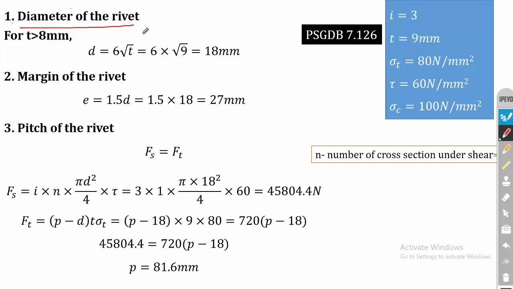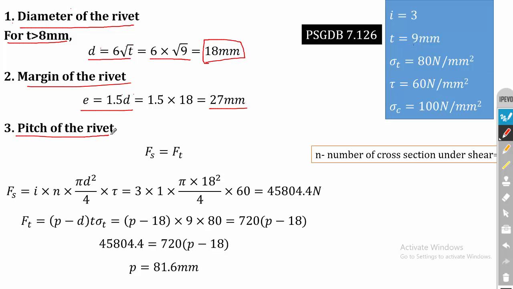For calculating the diameter, as we discussed, we have two conditions: one for T less than 8 mm and another for T greater than 8 mm. Here the T value is greater than 8 mm, so we can use the equation directly, D is equal to 6 root T. Root 9 is 3, so D is equal to 18 mm. This is the diameter of the rivet. Then the second point is margin of the rivet. E is equal to 1.5 times the diameter, that is 27 mm. The next point is pitch of the rivet.